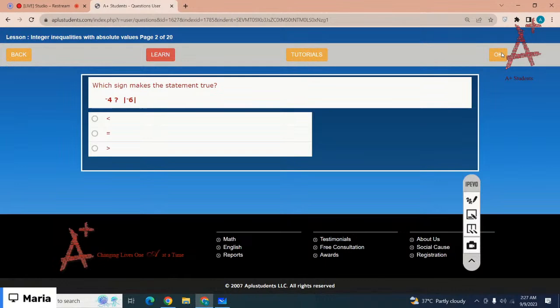Which sign makes the statement true? Negative 4, and you have to compare it to absolute value of negative 6. So, which is the correct option? Absolute value of negative 6 is positive 6, right? But here you already have negative 4. So, negative values are always less than the positive values. So, that means negative 4 is less than absolute value of 6. It is less than 6.